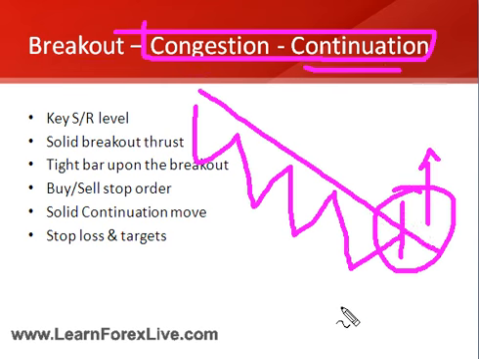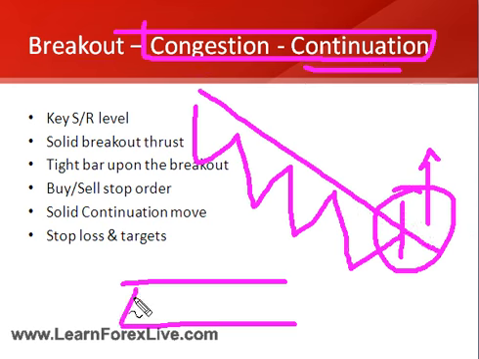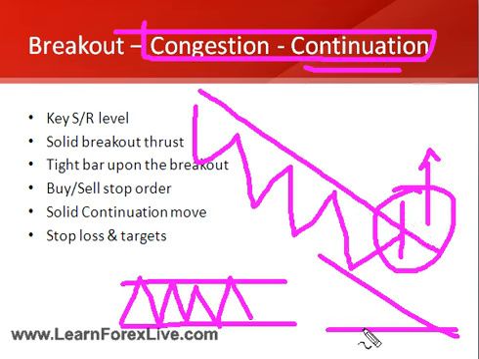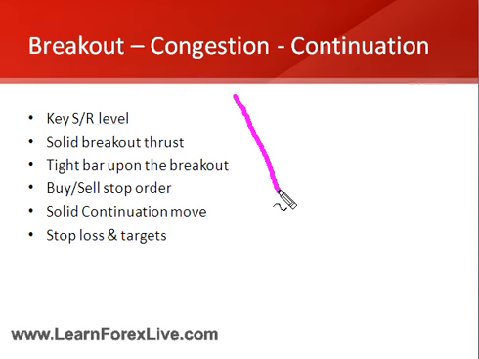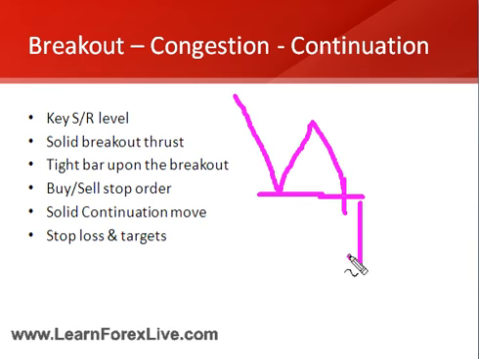I personally like to see this type of breakout from congestion areas, sideways price action or triangles as well. But like I say, it works on any type of level of support and resistance. You can also try it assuming we have a swing low. Once price breaks below that level, then we can also search for that type of breakout congestion continuation pattern.